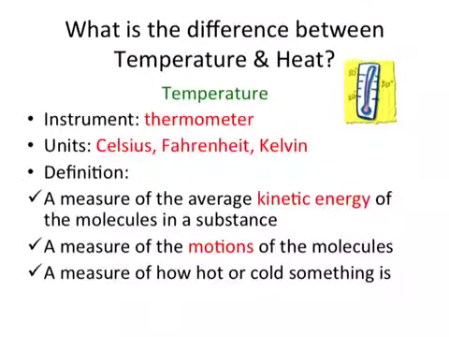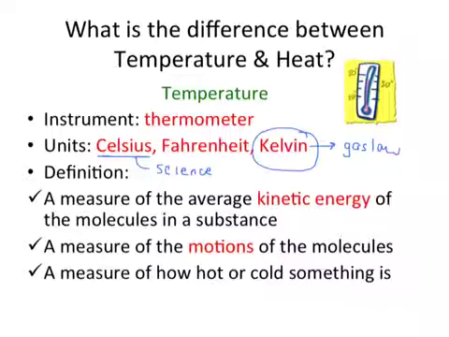Many people use the words temperature and heat incorrectly, and I want to take a few minutes to talk about the differences between the measurements of temperature and heat. Temperature is measured with a thermometer. It can be measured in the units of Celsius, Fahrenheit, or Kelvin. Celsius is the common temperature that we use in science, but the weatherman will actually use the Fahrenheit scale. And we did mention the Kelvin scale a little while ago, and that will become really important when we get into gas laws.